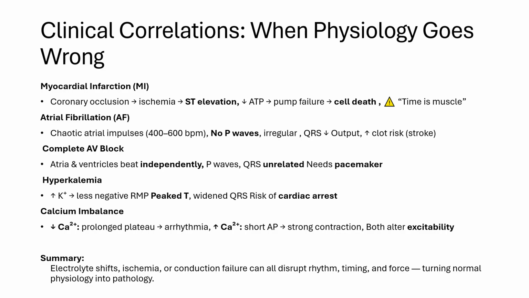Hyperkalemia raises extracellular potassium, dulling the resting potential. The T waves peak, QRS widens, and danger looms for cardiac arrest. Finally, calcium imbalance. Too little prolongs repolarization and triggers arrhythmia. Too much shortens it, tightening the beats, but risking instability. Different causes, one message. When ions, oxygen, or conduction falter, the heartbeat's perfect rhythm begins to fracture.